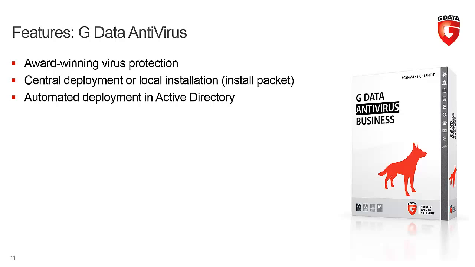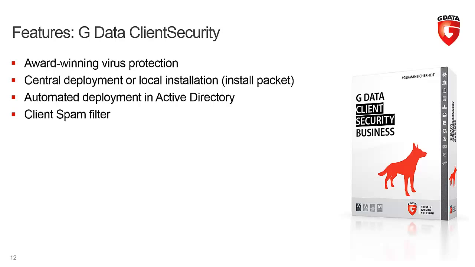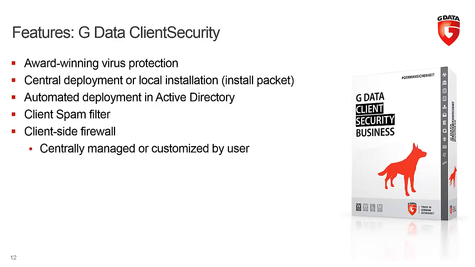GData Client Security will give you the virus protection of GData, a client-side spam filter, and a client-side firewall. The firewall can be configured in a way that it uses one rule set while connected to the organization's network and a different rule set when it is outside the network. You can also define to what degree you want to involve the users by giving them permission to adapt the rule set to their own needs when outside the network.